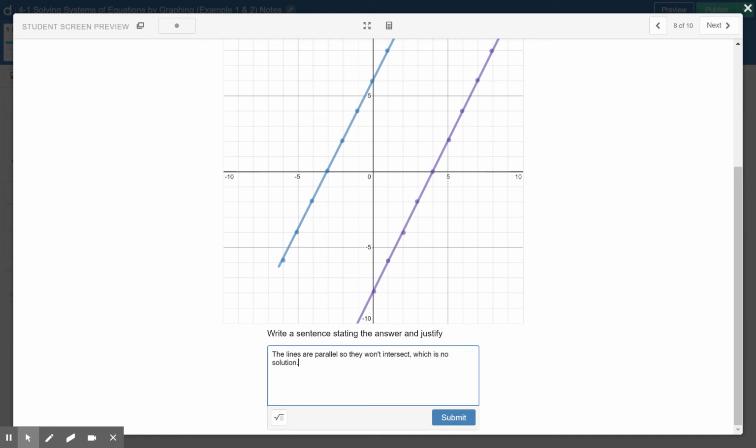You can say the lines are parallel so they don't intersect, which is no solution. Something along those lines or those words are fine for the explanation.